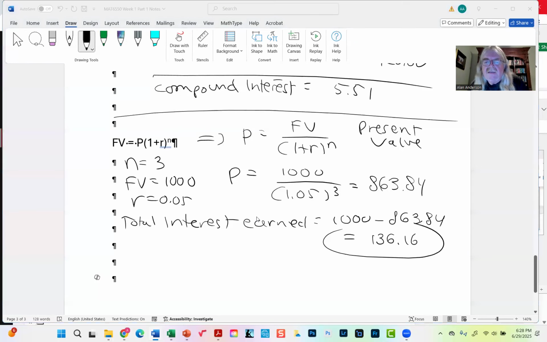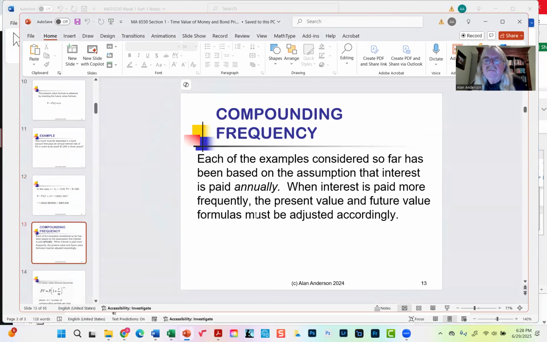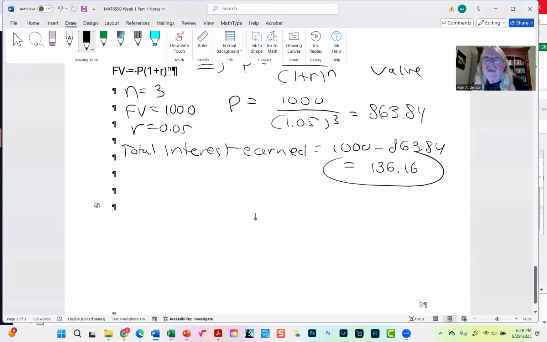And now one thing that we did not quite get around to analyzing is what happens when the interest rates change? What happens to the present and the future value?